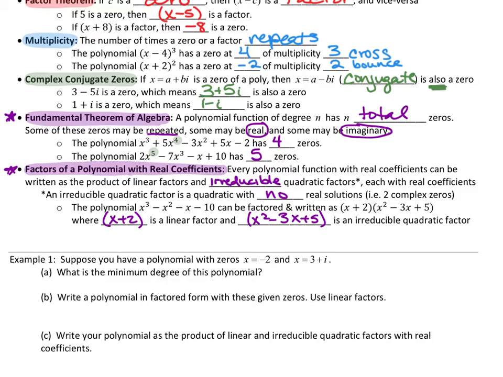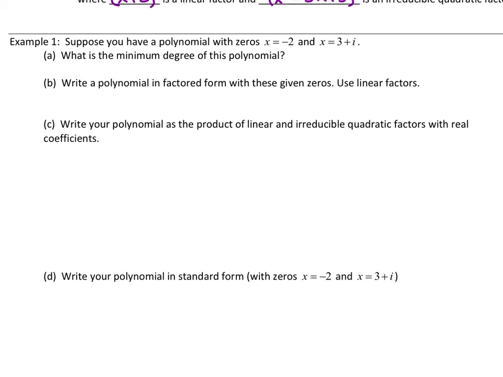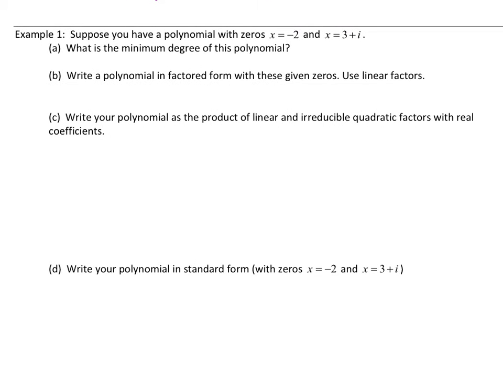Okay, let's use some of these theorems here to answer these questions in example 1. It says, suppose you have the polynomial with the zeros x equal to negative 2, sorry, and x equal to 3 plus i. Well, automatically, using that complex conjugate theorem, we also know that we have 3 minus i as a solution. So how many zeros do I actually have in this function? I have 1, 2, 3 zeros, and the fundamental theorem of algebra tells me that the minimum degree that this is going to have is 3.